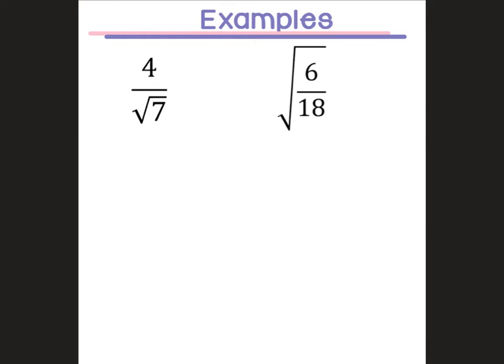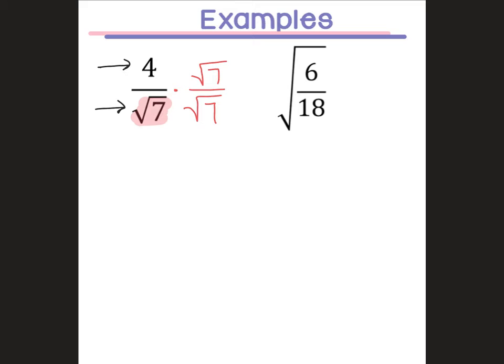So in our first example, if you notice, there's no simplifying that can be done, and so really I just need to eliminate the square root in the denominator. To do that, I would need to multiply by square root of 7. And anything we multiply on the bottom, we also have to multiply to the numerator. So then we're just going to multiply across the numerator and across the denominator.